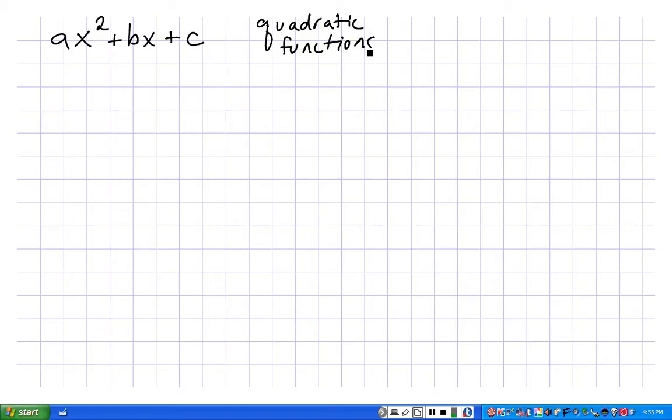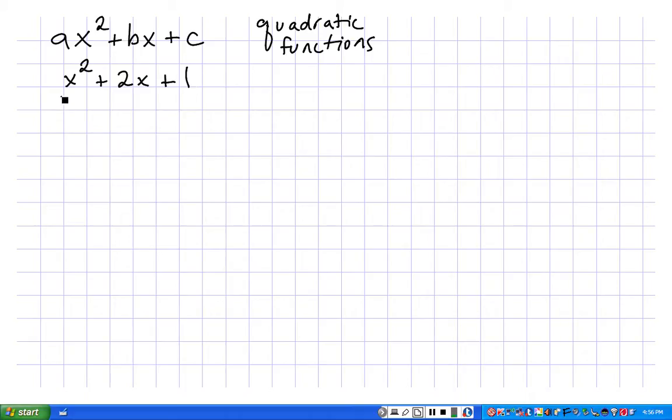You may remember this from intermediate algebra, or maybe even elementary algebra, where we're talking about trinomials, where you have a variable squared, then a variable to the first exponent, then a term without a variable, or constant term. So an example would be, let's say, x squared plus 2x plus 1. This would be an example of a quadratic. Try to refamiliarize yourself with when you've seen these in the past.